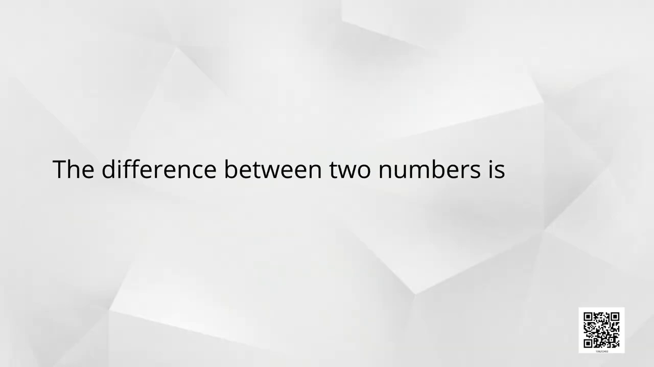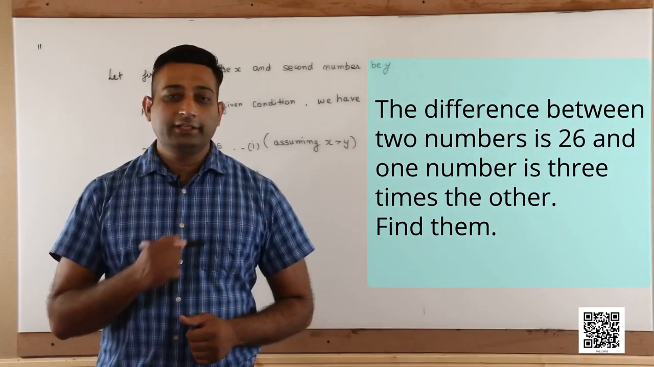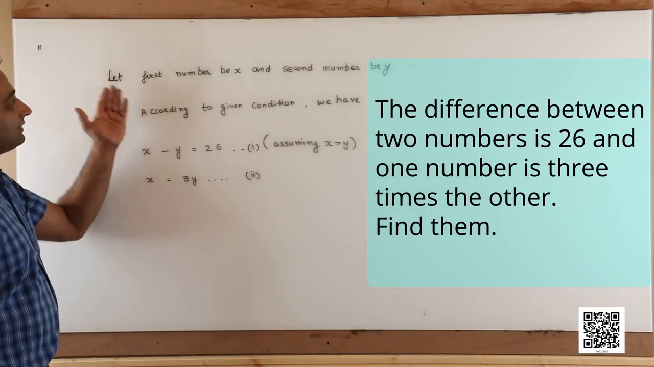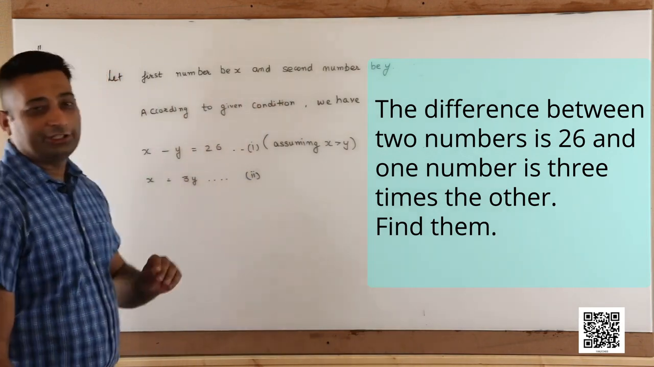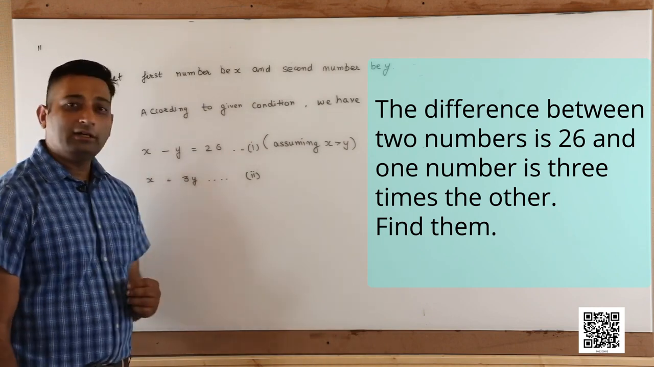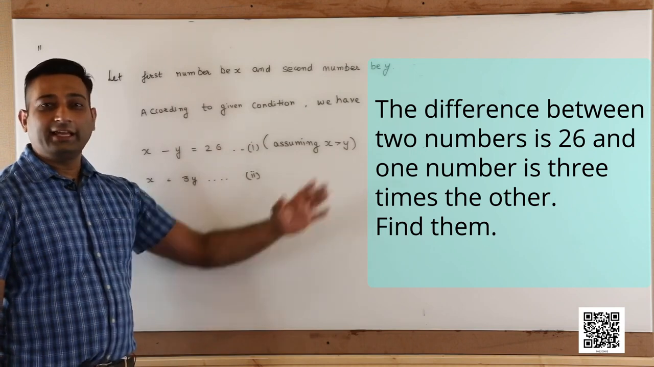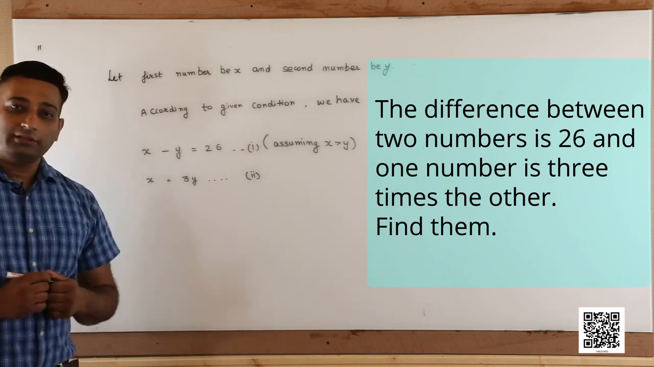Dear students, now we will learn some word problems. Question number 1. The difference between two numbers is 26 and one number is 3 times the other. Find them. Dear students, let us assume let the first number be x and the second number be y. Now according to the given conditions, we have x minus y equal to 26 and give it equation number 1. Assuming that x is greater than y and x is equal to 3y and give it equation number 2.